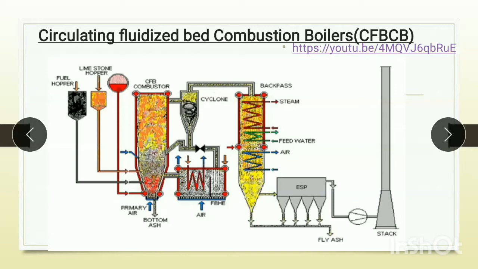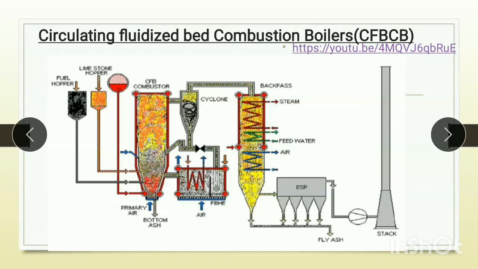So this is the simple layout. Let's first see how the construction is done. The first component is the fuel hopper, from which we supply fuel. The second one is the limestone hopper. You can use limestone, dolomite, or inert material, and we supply it from here. The whole mixture forms the fluidized bed.